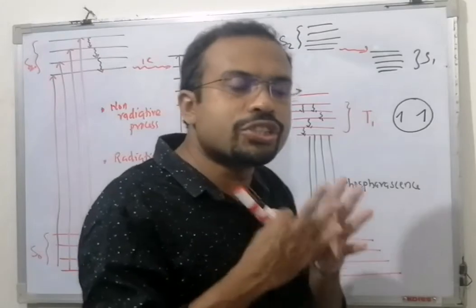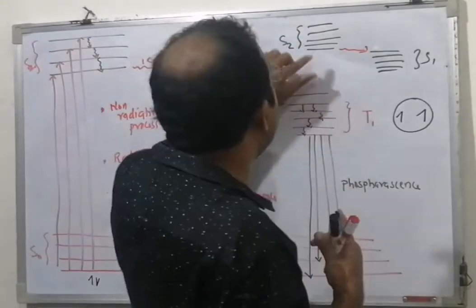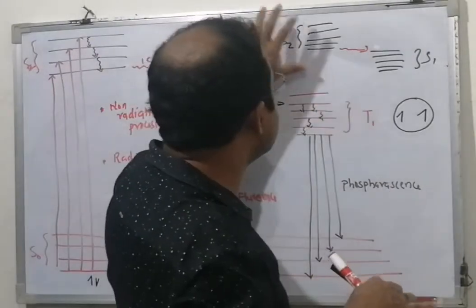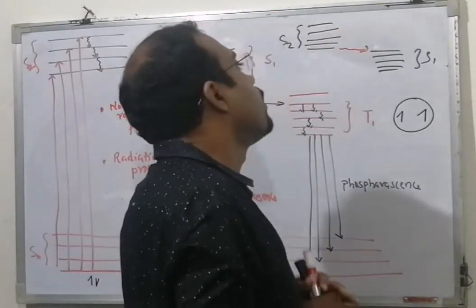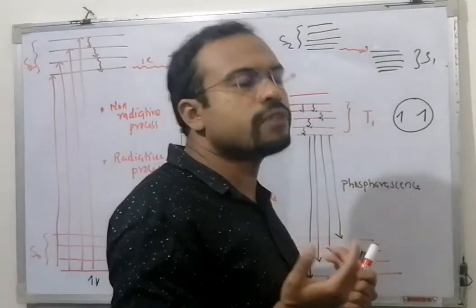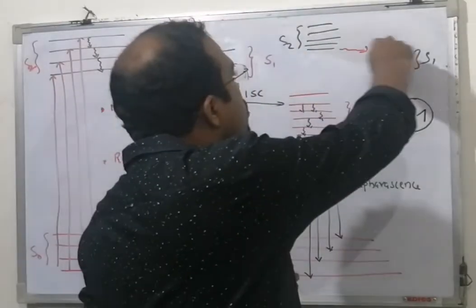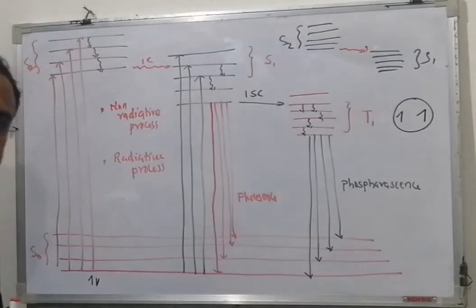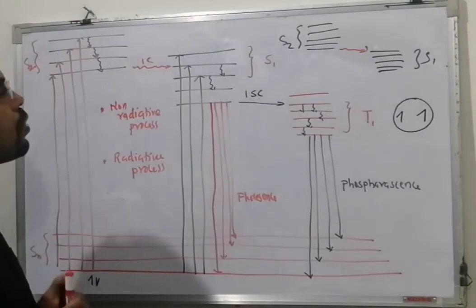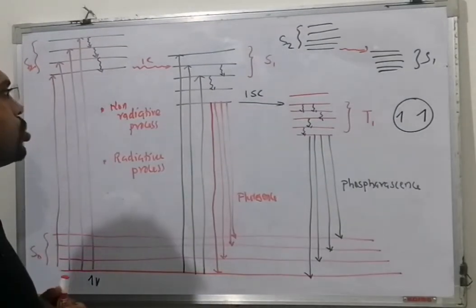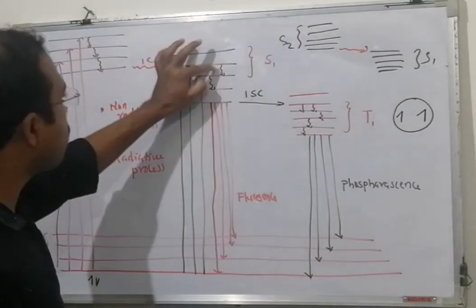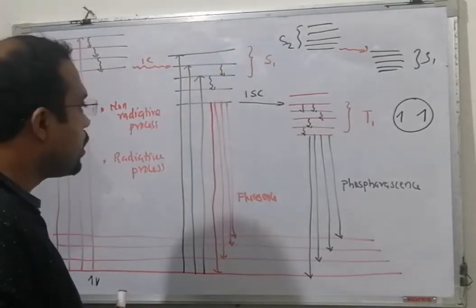It is a shifting of the molecule from the lower vibrational level of the higher electronic level, that is S2, to the higher vibrational level of the lower electronic level. This is called internal conversion. Because of that transition also, heat is emitted. And in that level also, you can have vibrational relaxation like this.